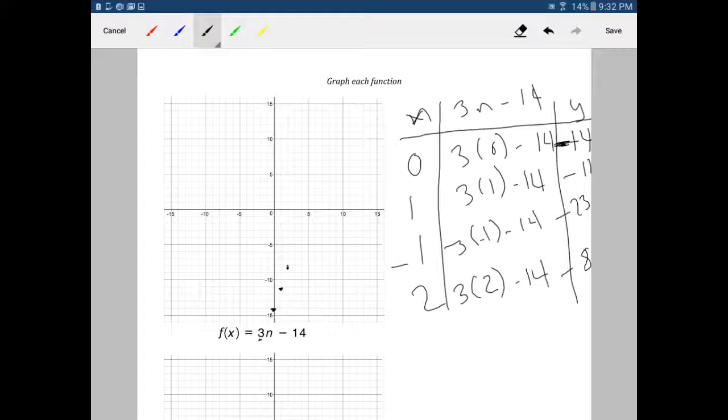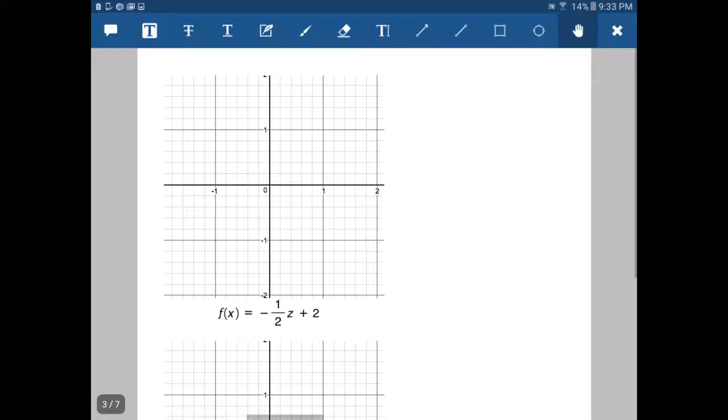Now we would normally take a ruler to draw it, or try to estimate the line. I'm on the tablet here, so I'm just going to go like that. 3n minus 14. There we go. Let's look at the next page.